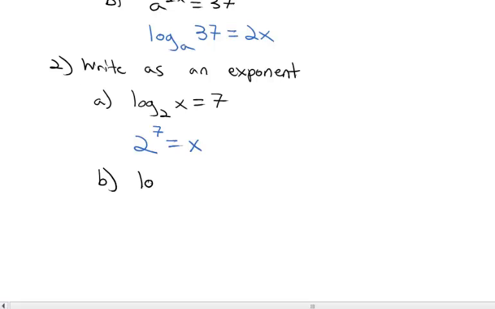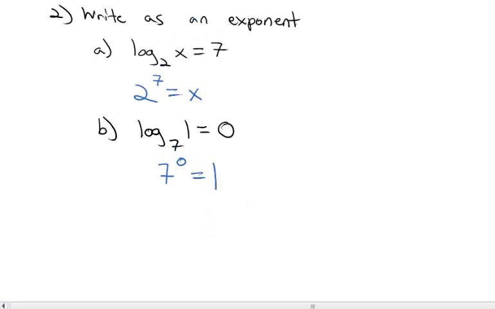How about this one? Log base 7 of 1 equals 0. Maybe pause the video and try it on your own. The base is 7. The exponent is 0. The answer is 1. That's really the basics of logarithms, converting them between logs and exponents.